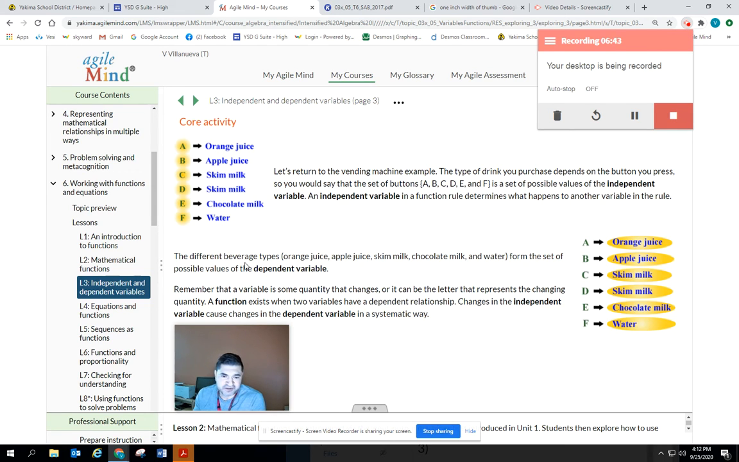Okay, so the different beverage types, orange juice, apple juice, skim milk, chocolate milk, and water, form the set of possible values of the dependent variable. Remember that a variable is some quantity that changes, or it can be the letter that represents the changing quantity. A function exists when two variables have a dependent relationship. Changes in the independent variable cause changes in the dependent variable in a systematic way.